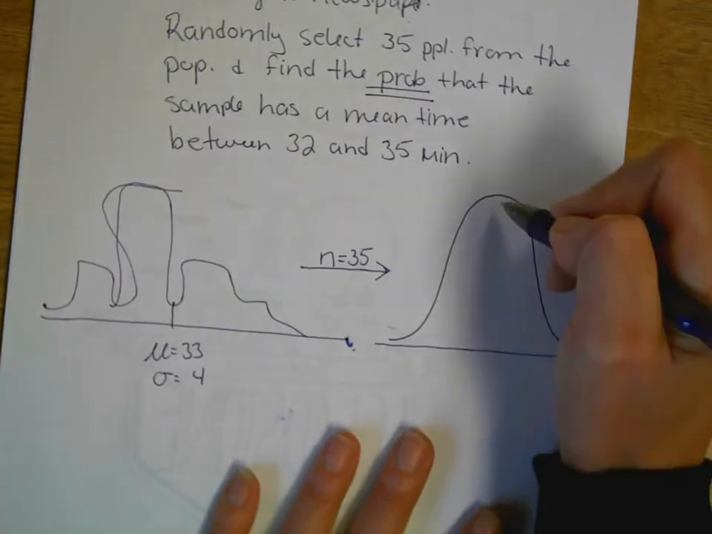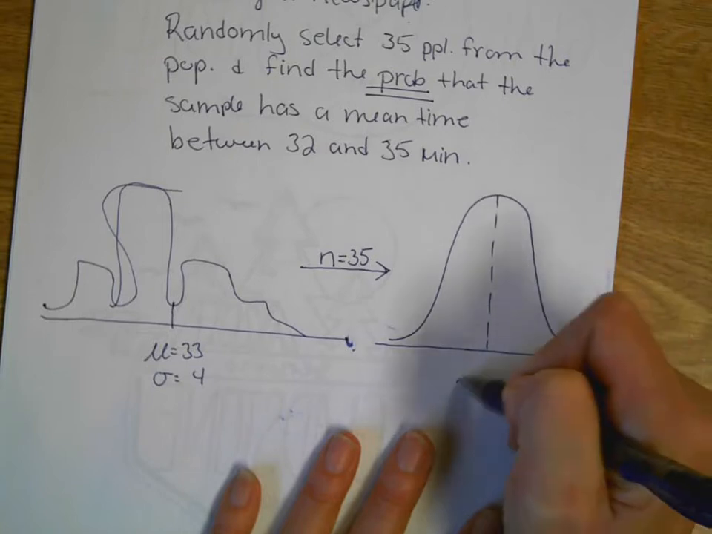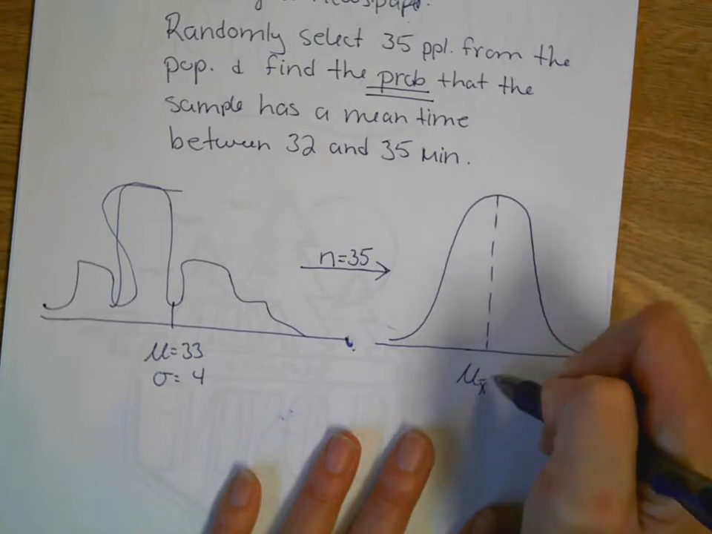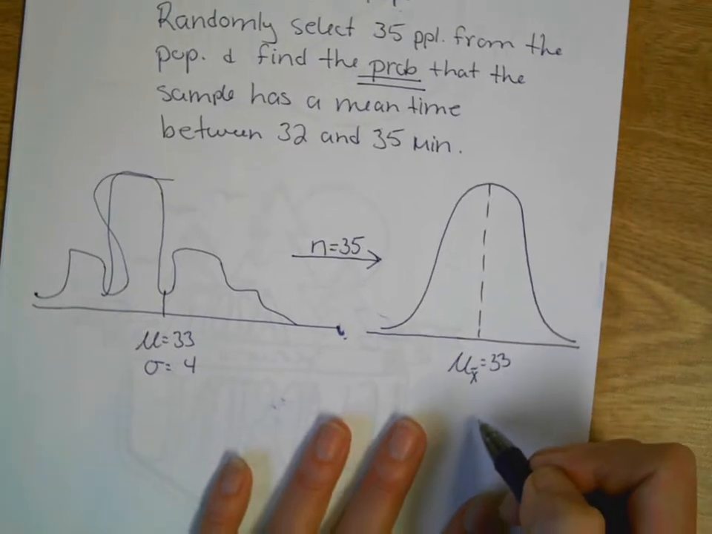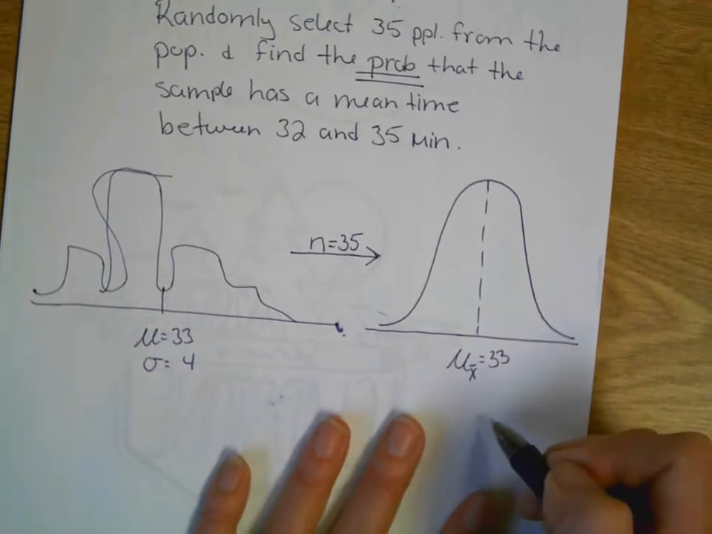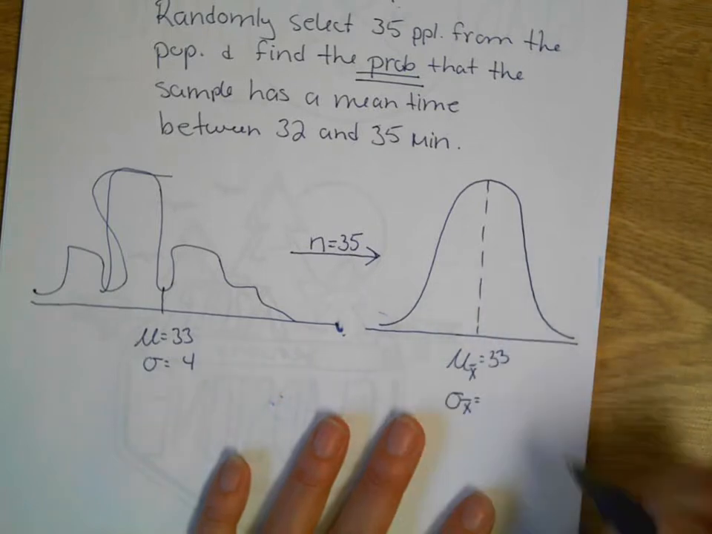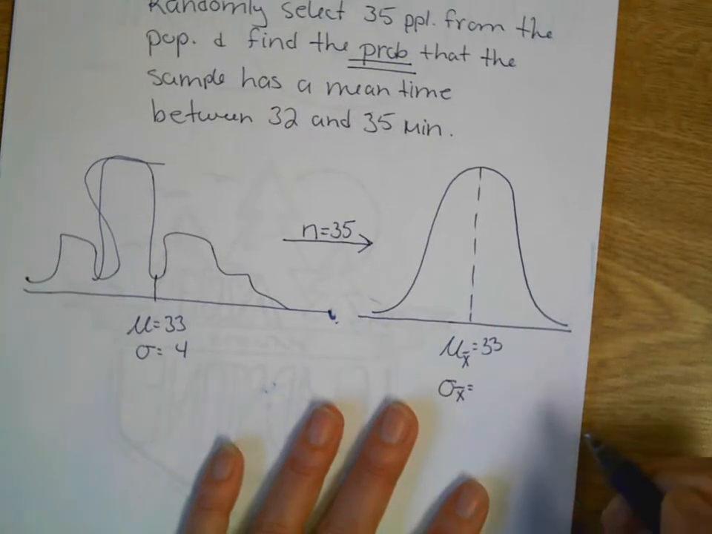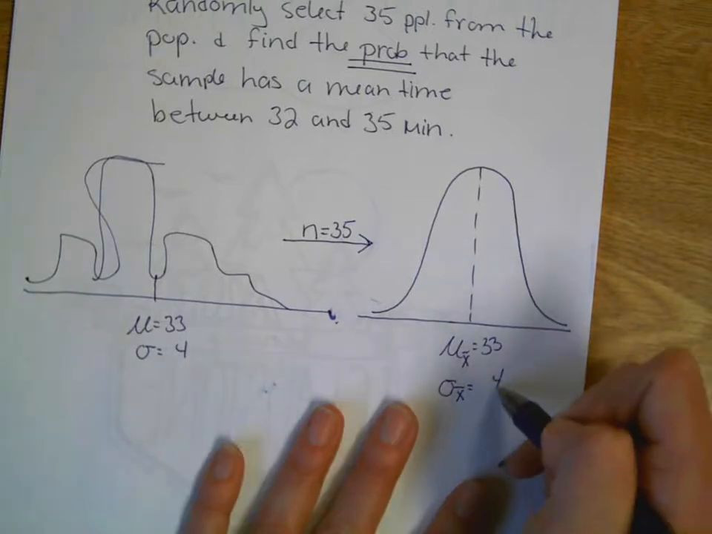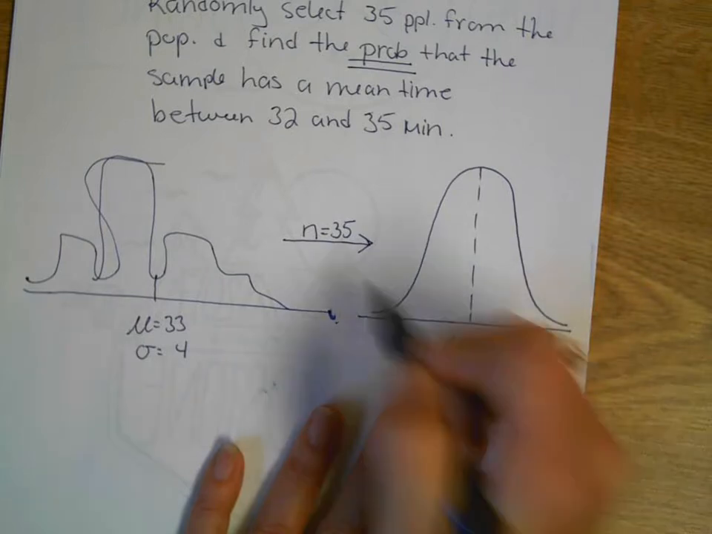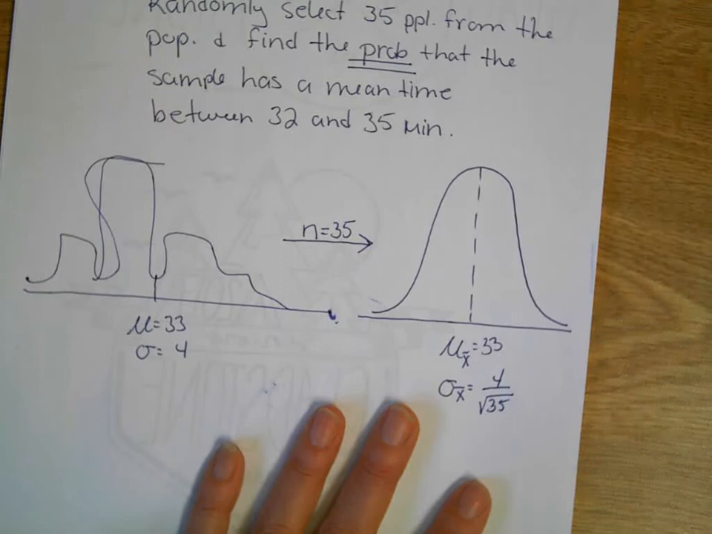Okay, what's the mean of this new sampling distribution? Still 33, but the standard deviation changes. Do you remember that? Standard deviation gets smaller. How do I calculate the new standard deviation? Take the old one, divide by the square root of 35. And we're just going to leave that as that ugly number for now.